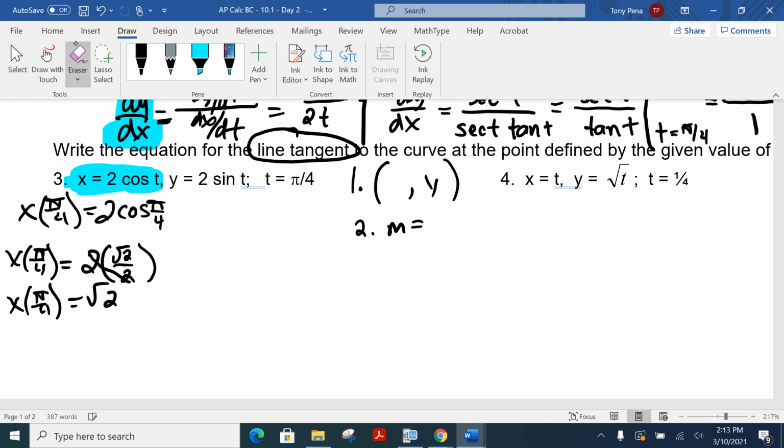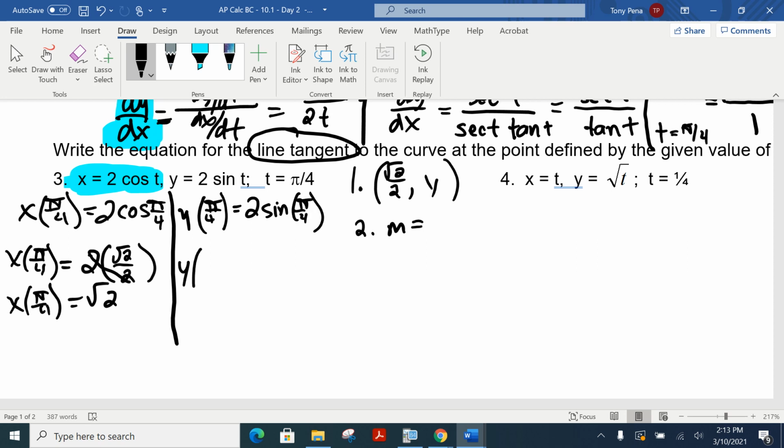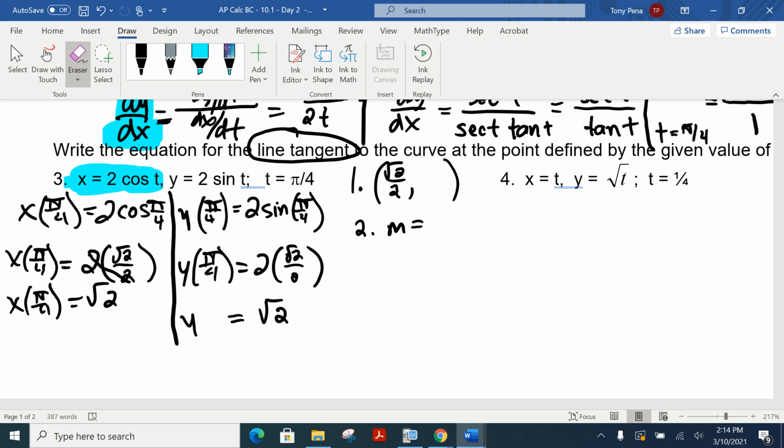So now we can go back to our point. Same process with the y. We want our y position at this time. So that'll be 2 times the sine of pi over 4. The sine of pi over 4 is also root 2 over 2, so my y value is also root 2. And then we have our point. Wait, hold on a minute. My bad. It should just be root 2's, right? So root 2 for x, and root 2 for your y.